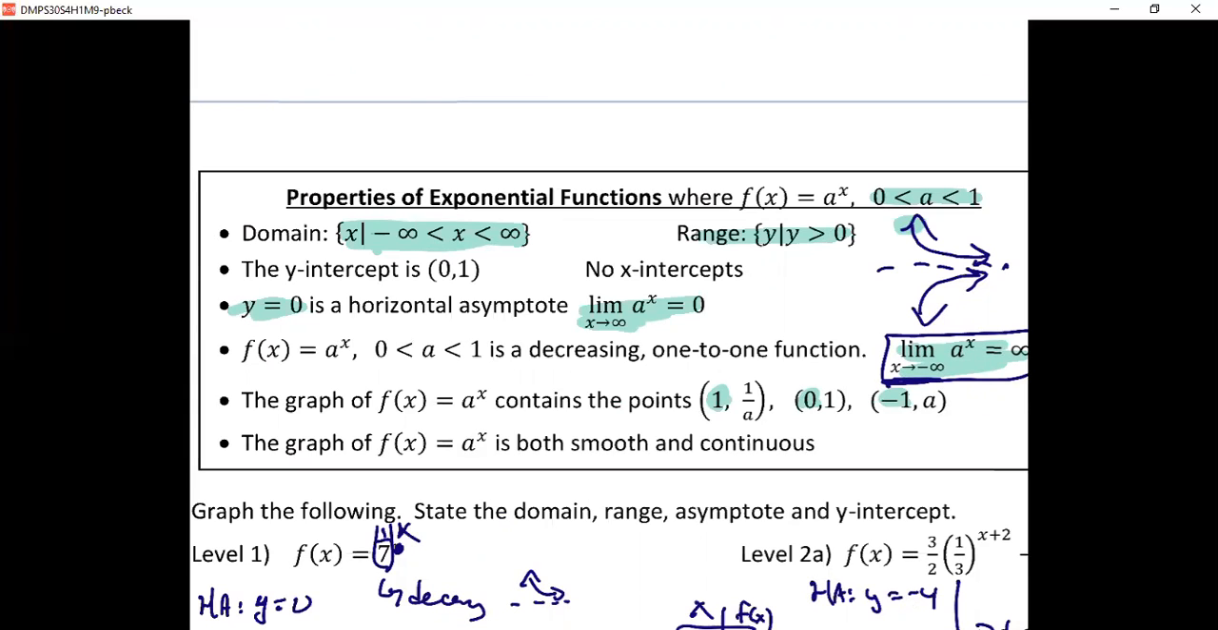And every exponential function is smooth and continuous. I know I didn't say that on the first one. That's kind of our calculus way of saying, hey, we can find the derivative of this. Now, it's not calculus, so let's go into pre-calc.